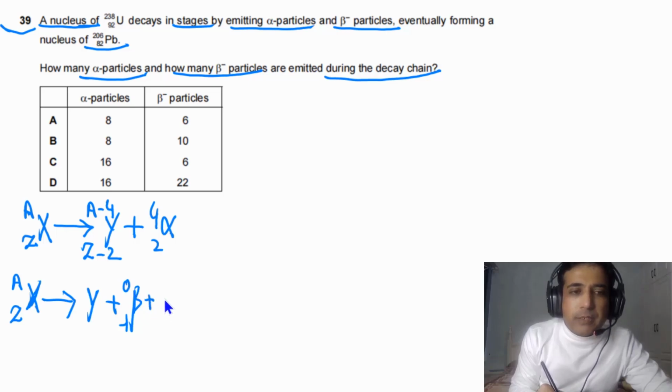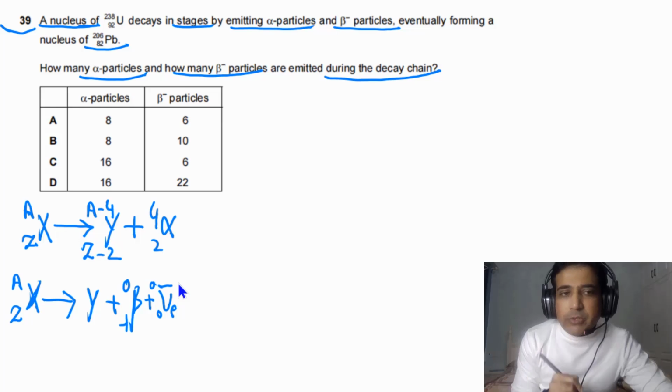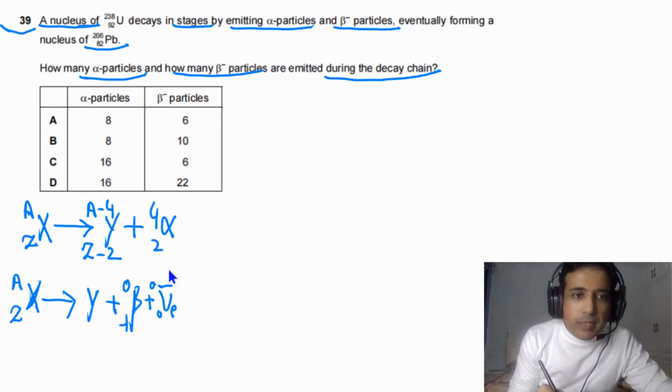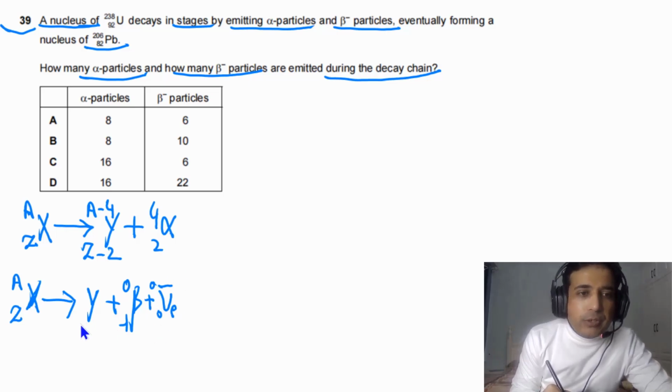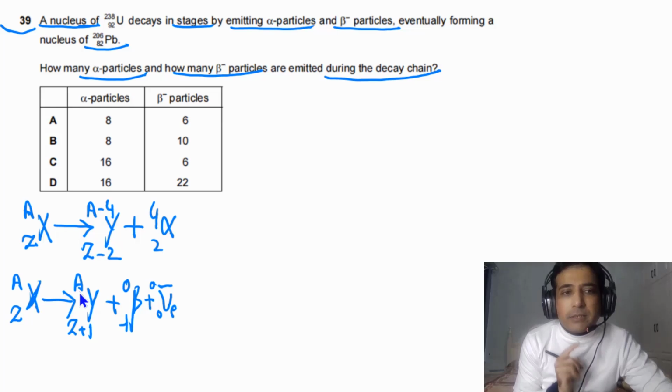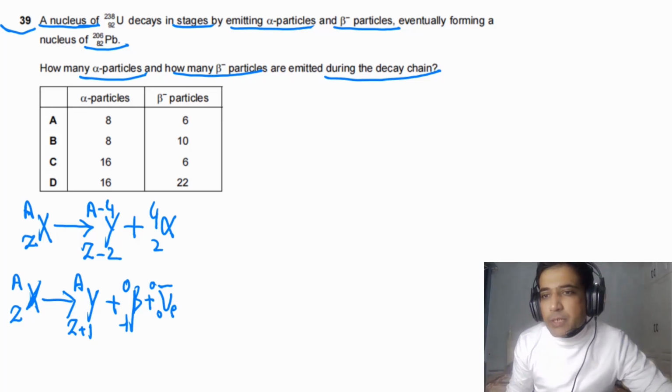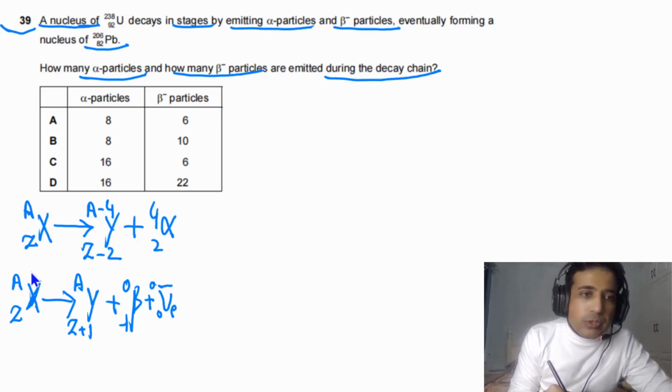Beta minus particle in fact is an electron. So here, an electron anti-neutrino has to be emitted to conserve lepton number. So this is a particle, and this has to be an anti-neutrino. In this case you can see the proton number will increase by 1, but there is no change in mass number, and this is the point you need to understand. The mass number stays the same.